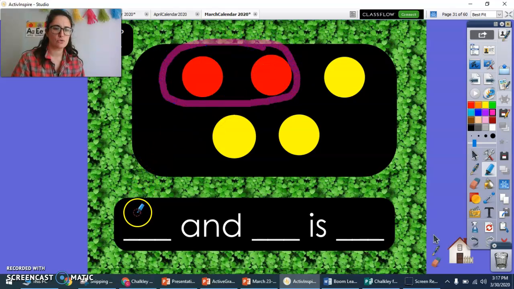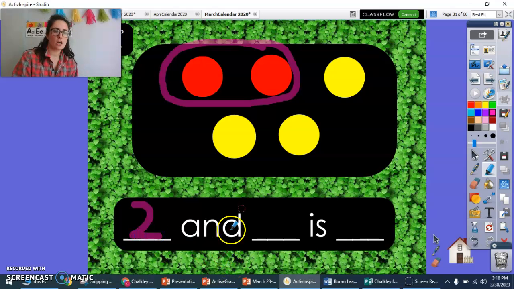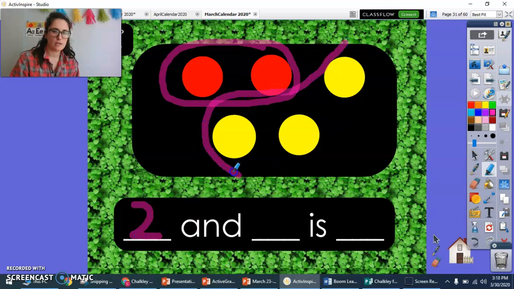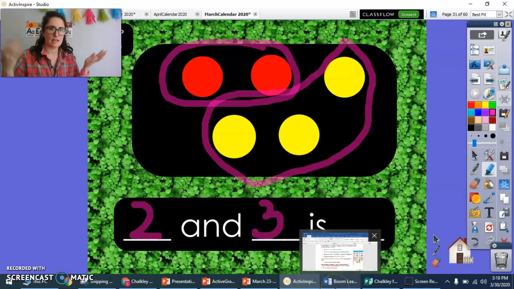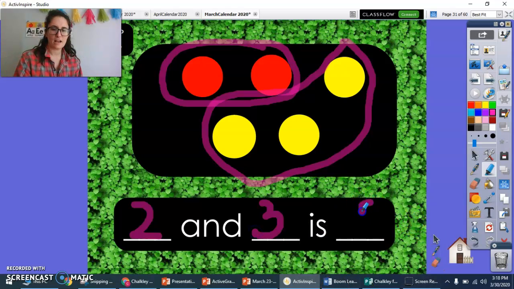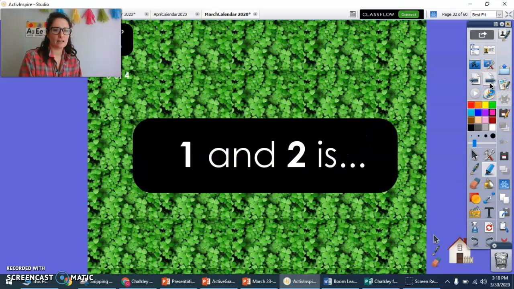I see 2 red dots. I'm going to put a 2 right here. Now I'm going to talk about how many yellow dots I see. What is that part? Ooh, I see 3 yellow dots. So 2 and 3 is, how many do I see total? I see 5 total. Ooh, that's not my best 5. Let me make it real big. Alrighty, and we are gonna keep on moving.